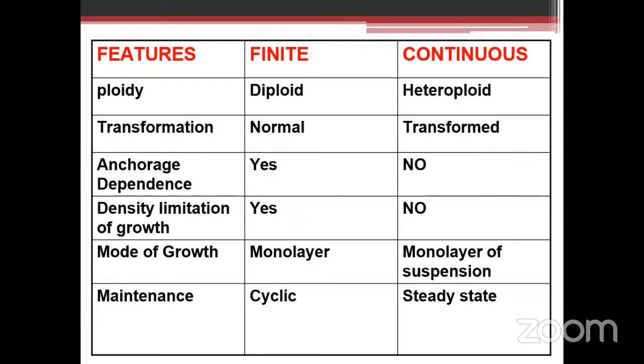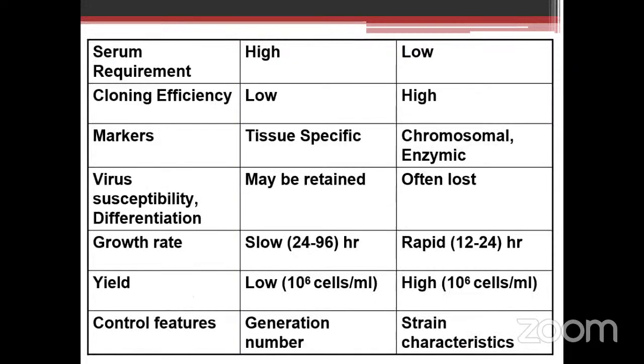And finite cell lines form monolayer cultures. They will grow in monolayers. Continuous cell lines grow as monolayers or in suspension. And the maintenance is cyclic for finite. That means we have to keep on checking, and they will be growing, then declining, growing again, like that. It will be cyclic. But continuous cell lines will be in steady state. There is no death, so they will be continuously growing.